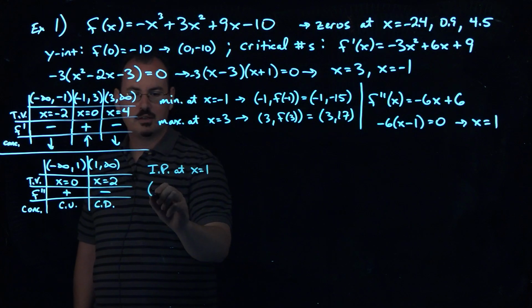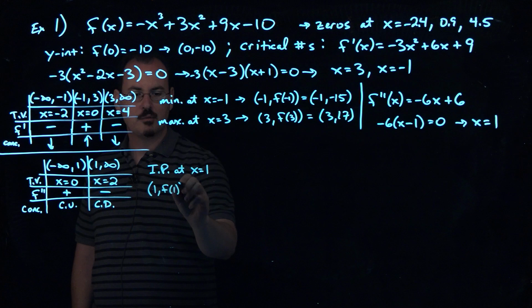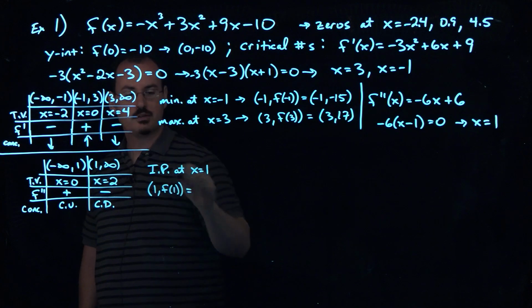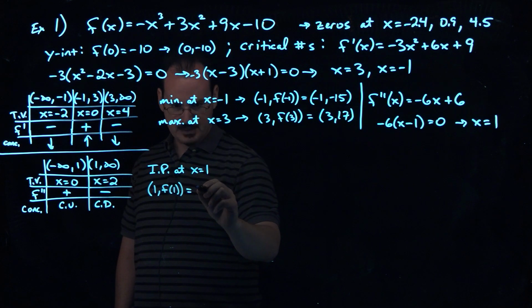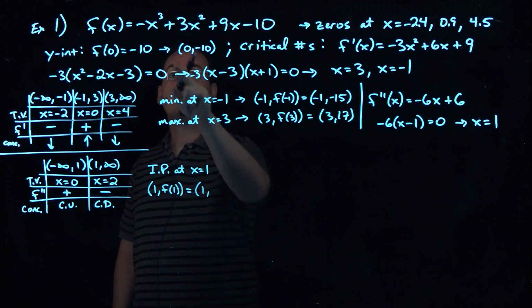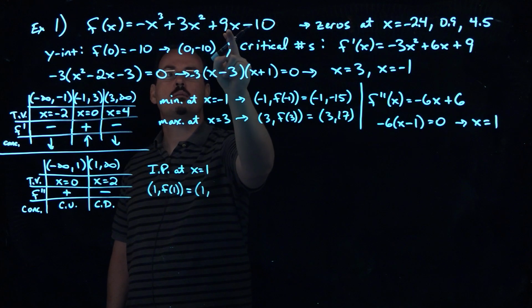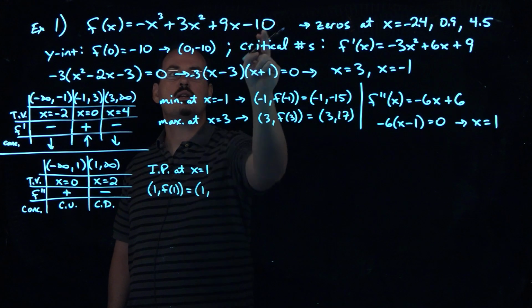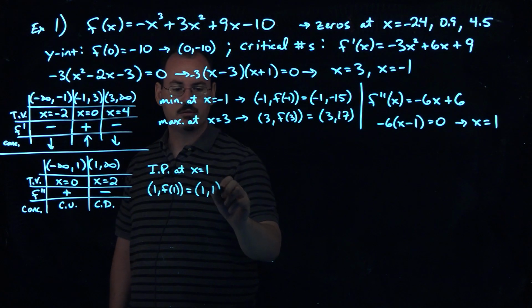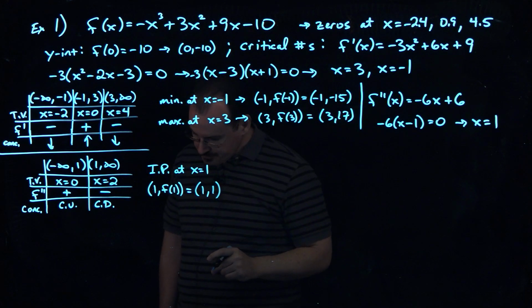And then we can find the y value for that, f of 1. Remember, we're plugging this back into the original function to figure out where exactly that inflection point occurs, what the y value is. So we'll get f of 1. Now if I plug 1 in here, I'm going to have minus 1 plus 3, that's 2, plus 9 is 11, minus 10 is 1. So we've got an inflection point at 1, 1.